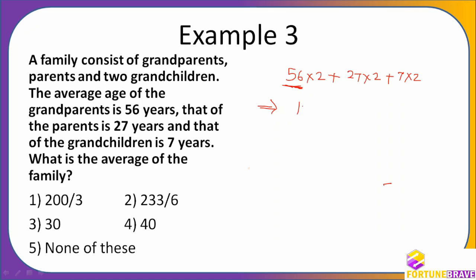So this will be how much? 112 plus 54 plus 14. So we'll just add them. So 150, 160, 170, 180. 180 divided by how many people are there? 2, 2, 2. So 6. So 6 threes are 18 and a 0. So 30 is the answer. Simple question. Looks complicated, but a simple question.